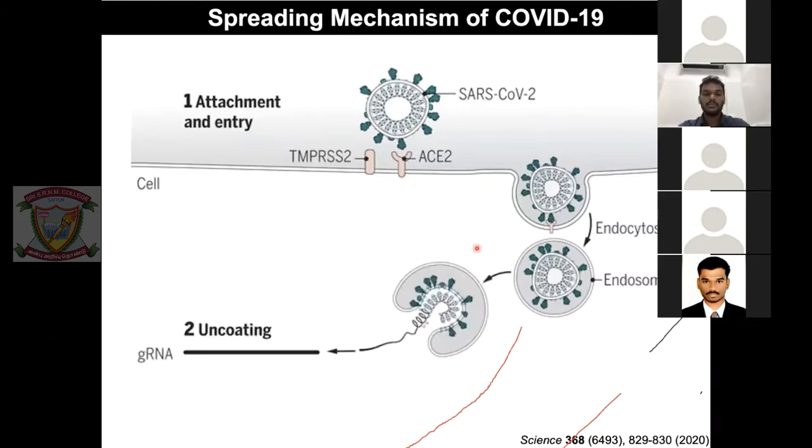In step two, called uncoating, the endosome breaks and releases the virus, and the virus breaks out again, and the viral genetic material is released. This is called RNA.